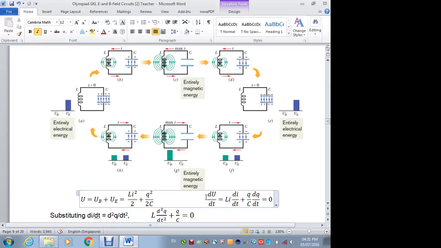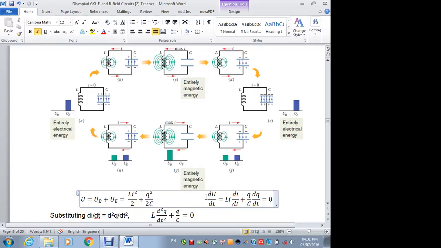So the 2I dI/dt will cancel away the 2 in the denominator here. Right. So the 2 disappears. So you get only L I dI/dt, right? And Q squared over 2C.